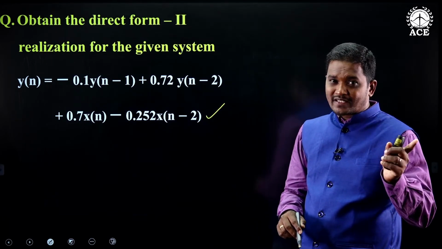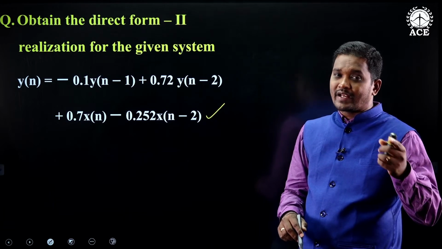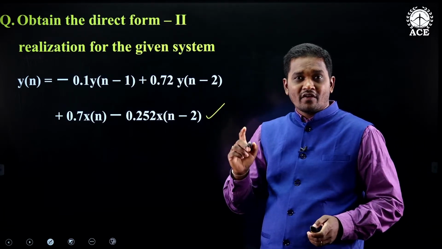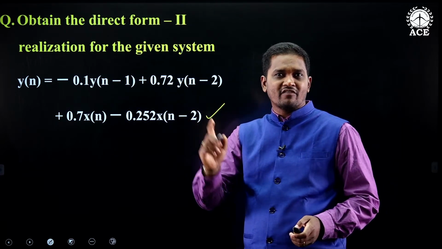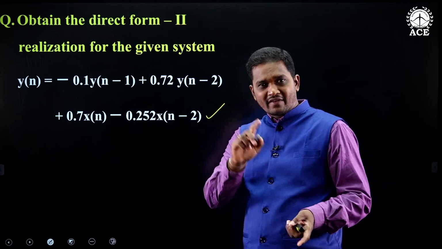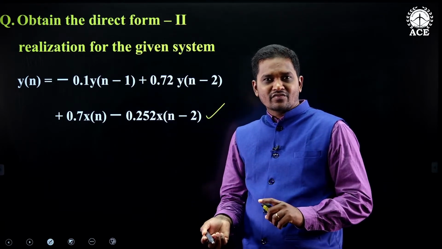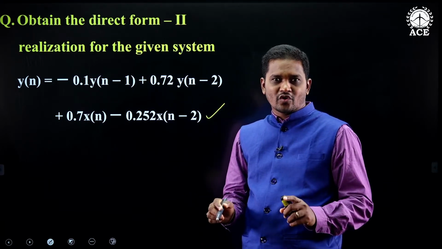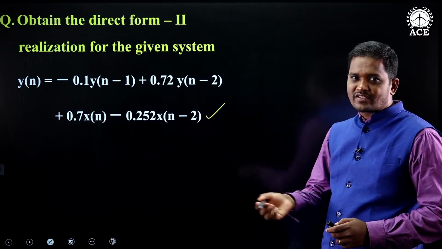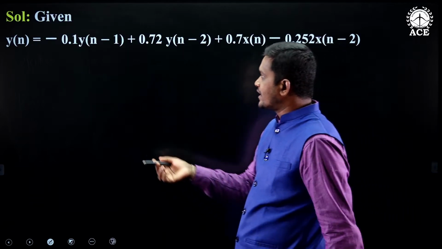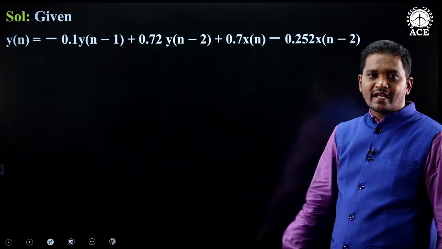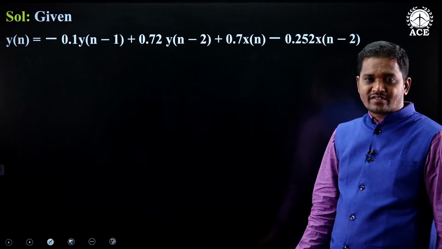In direct form 1 method, we need the difference equation to realize it. But here in direct form 2, we need the transfer function. So the system may be given as a difference equation or transfer function, but finally we need the transfer function only. That's why we convert this difference equation to transfer function first. This is the given system. First, how to convert it into transfer function.